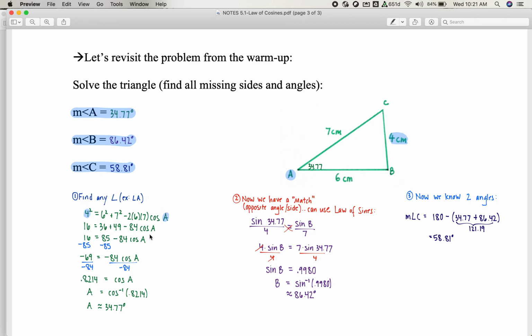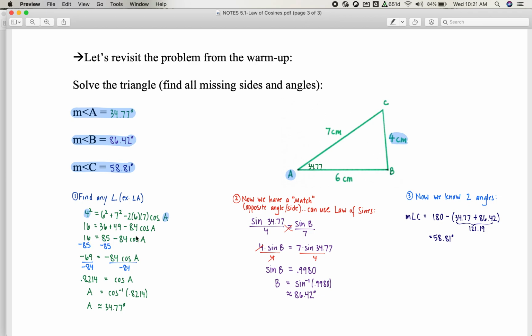Now in this problem, I really do need to think about order of operations a little bit. I need to square that 4 to get 16. I'm going to square the 6, square the 7, and I'll even multiply the 2, the 6, and the 7 together right here to get 84. I can combine these two numbers, 36 plus 49, which is 85. But again, don't be tempted to do 85 minus 84 because multiplication, this 84 times cosine of A, has to happen first before this subtraction.